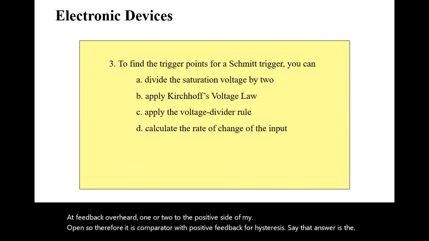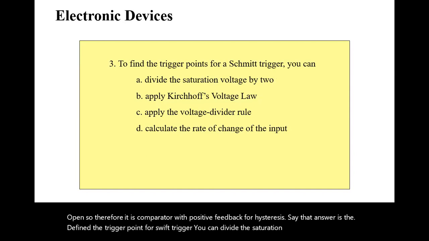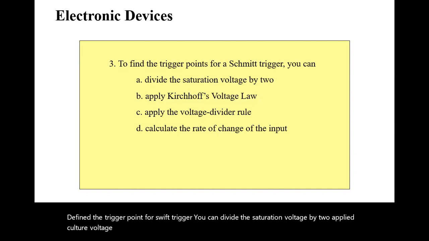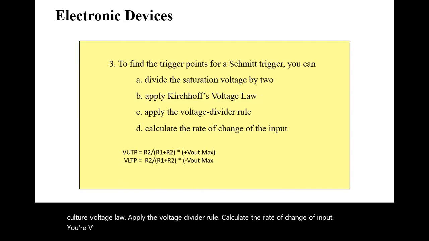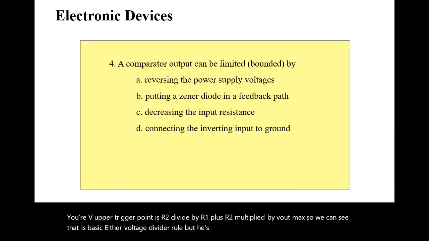To find the trigger point for a Schmitt trigger, you can divide the saturation voltage by 2, apply Kirchhoff's voltage law, apply the voltage divider rule, or calculate the rate of change of the input. Your V upper trigger point is R2 divided by R1 plus R2 multiplied by V out max. So you can see that is basically the voltage divider rule that is being applied there.